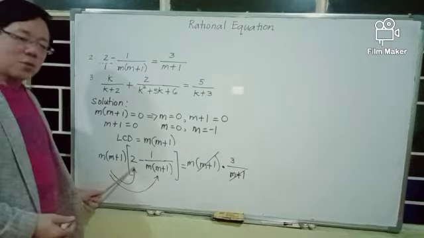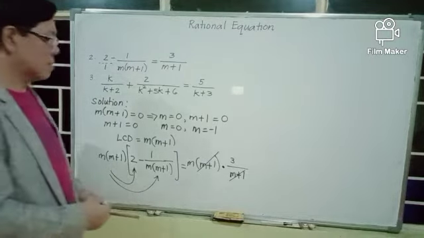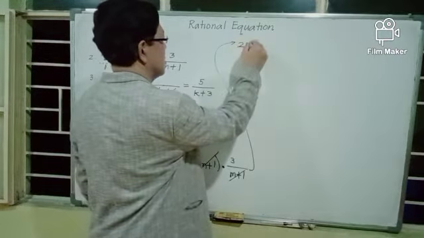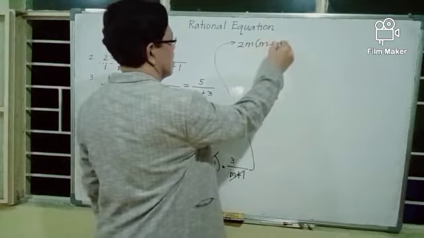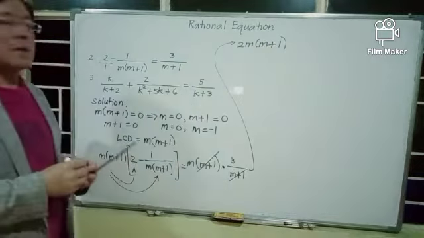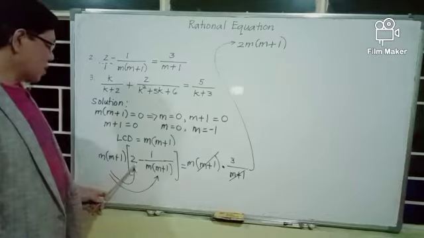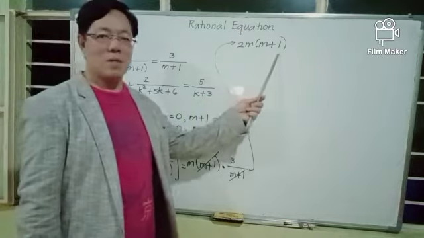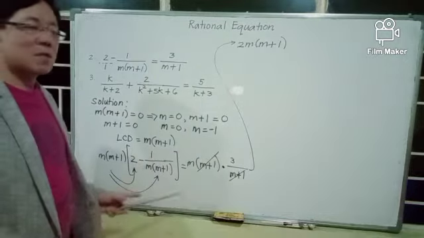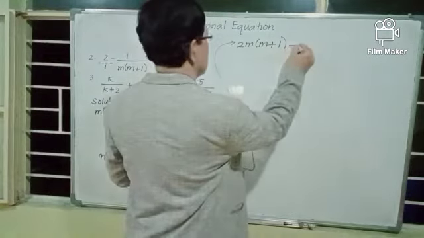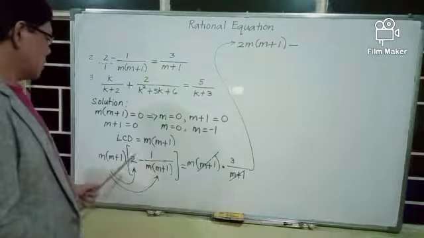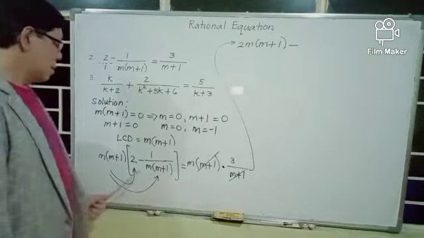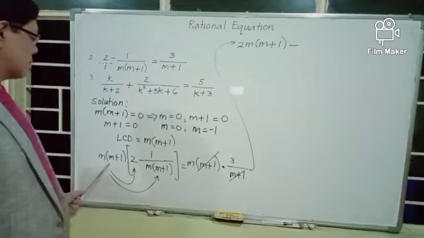So we multiply 2 by m times m plus 1, we get 2m times m plus 1 minus, we multiply 1 over m times m plus 1 by m times m plus 1.